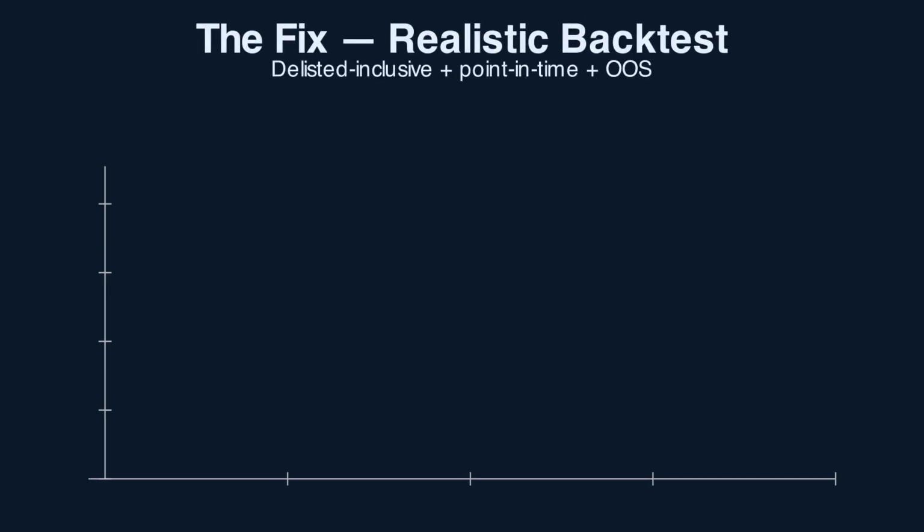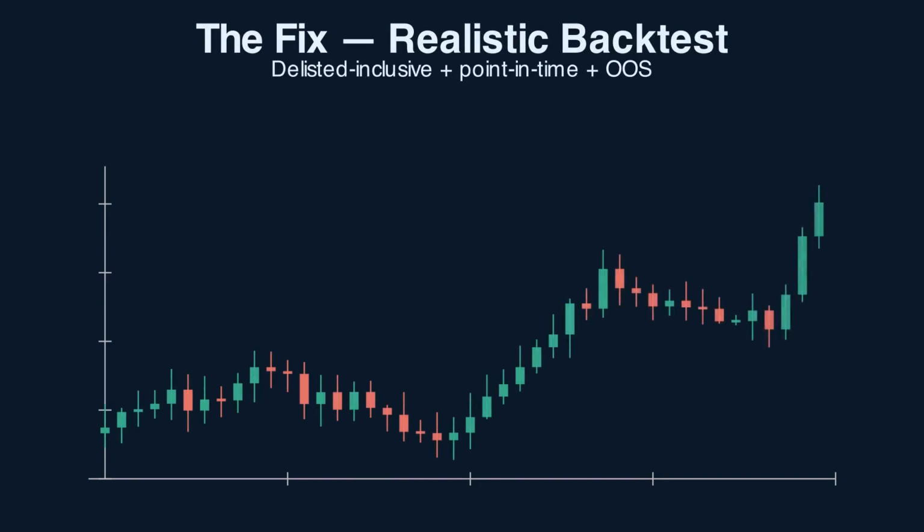Now the realistic version. Same system, same logic, but tested with a delisted-inclusive universe, point-in-time data, and out-of-sample validation. The 15% annualized drops to 7. The smooth equity curve gets choppier, drawdowns are deeper. The system is still profitable, but at half the original return. That 7% is the realistic expectation. The 15 was an artifact. Going live with a system, the realistic number is what your account will actually do. The paper number is fiction.